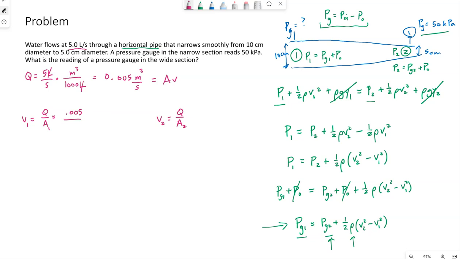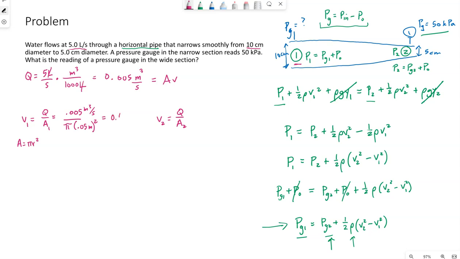So our flow rate, 0.005. Area, again, they give us diameters. So area is going to be pi r squared. Area 1. Okay, so point 1, I've labeled the wider section as point 1. It has a diameter of 10 centimeters, so I will want that in meters in order to come up with meters per second on my speed. Okay, so divide by pi times 5 squared.